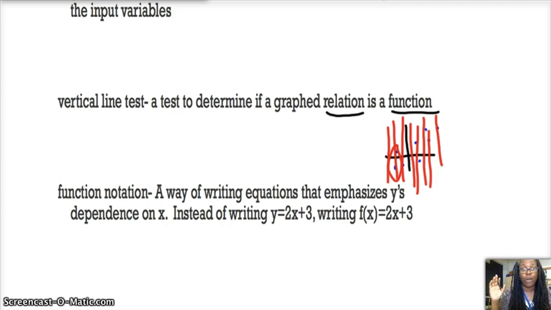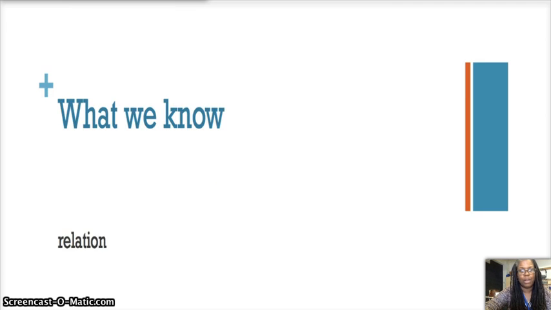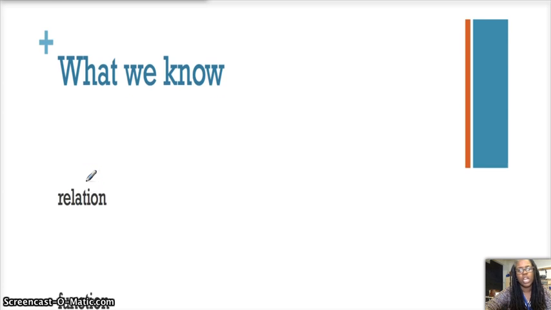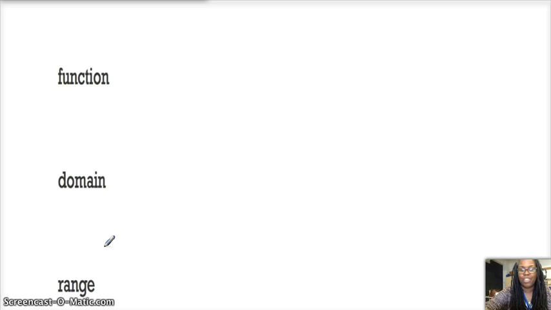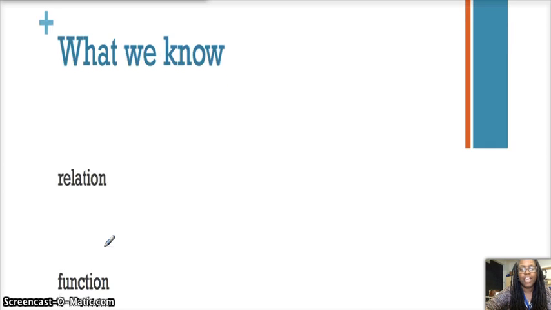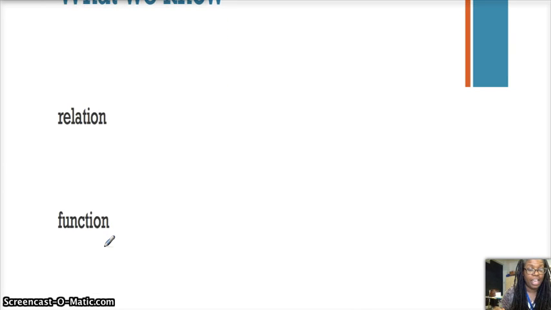So that's your official vocabulary, but then we have some vocabulary words that I expect you to know. So what we know, or what we should know. I should expect you to know what a relation is. I expect you to know what a function is. I expect you to know what the word domain is and the word range. If you don't, you definitely want to take some notes and let's chit chat about this.